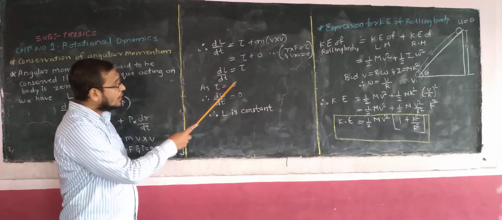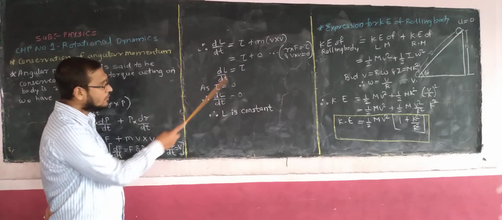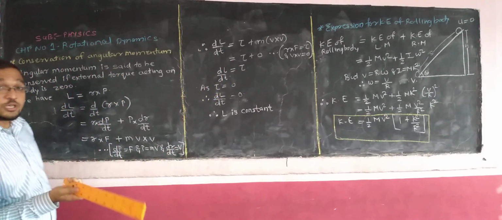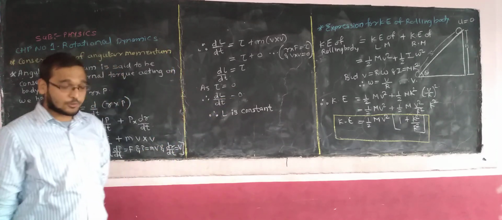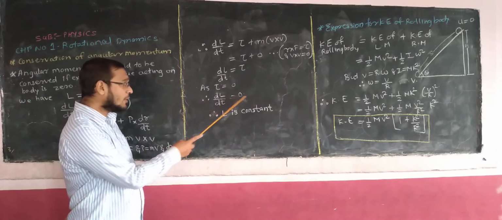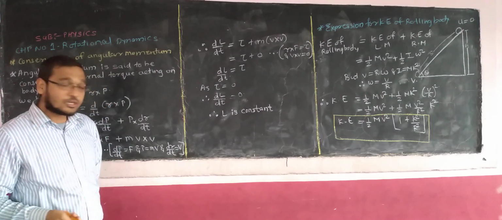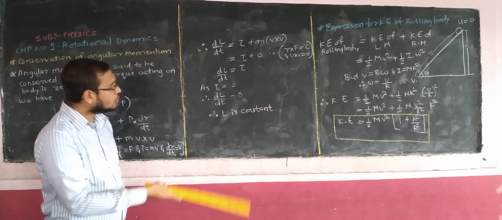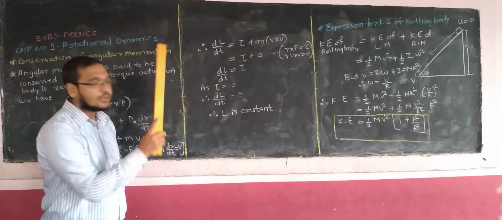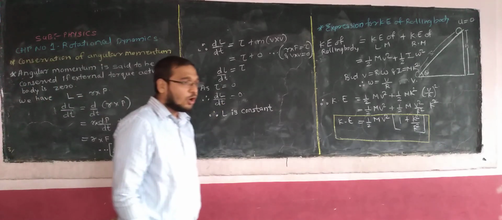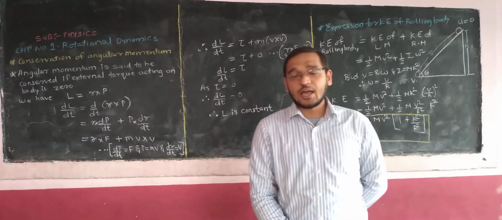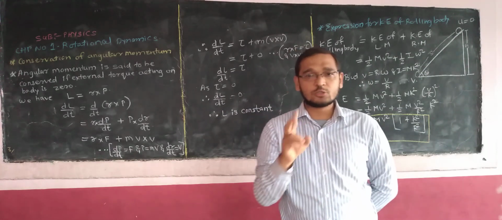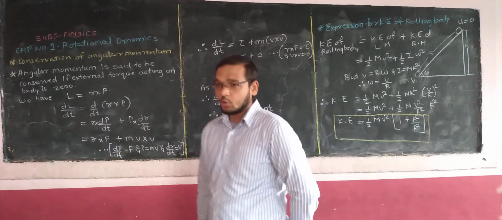So we have to prove this with the help of these three steps, which are important. We get dL by dt is equal to tau. But by the statement, torque tau is equal to zero. So dL by dt is equal to zero. And when the derivative is zero, L is constant; only if L is constant will dL by dt be zero. This is the proof of the law of conservation of angular momentum. It is asked for 2 marks, or with the statement it can be asked for 3 marks, but mostly it is asked for 2 marks in the board exam.